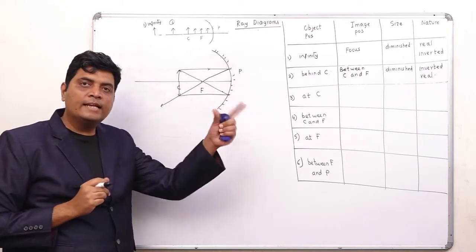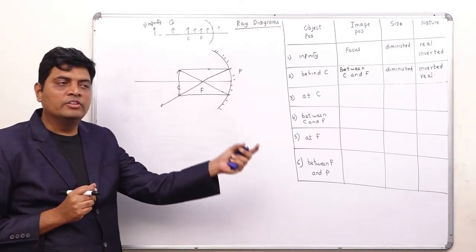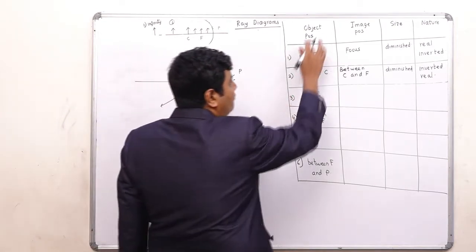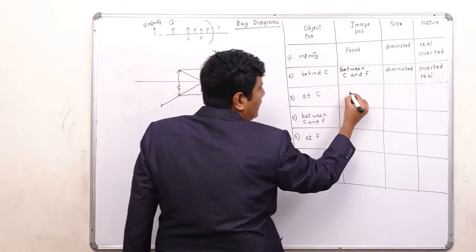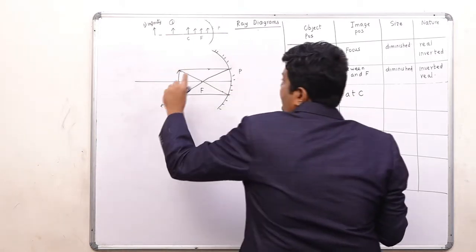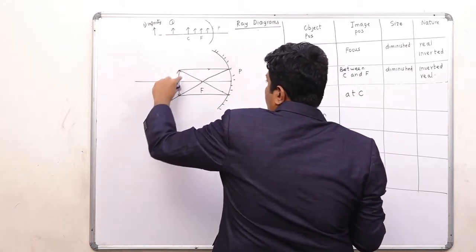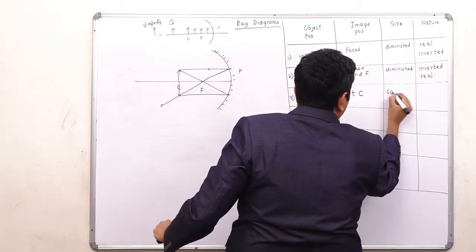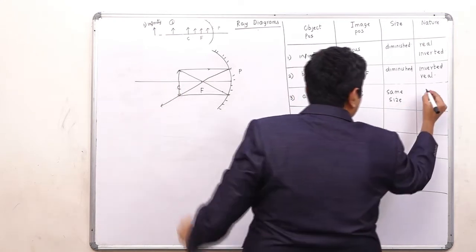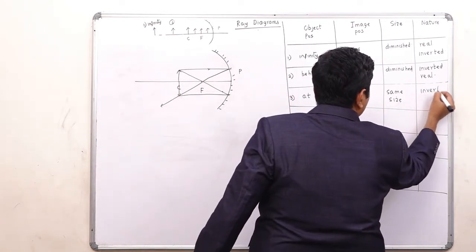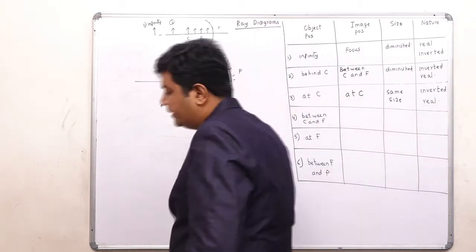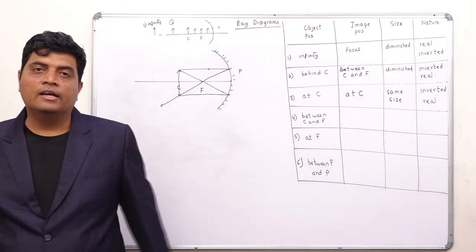So if the object is at the center of curvature, the image will also be formed at the center of curvature only. So if the object position is at C, the image position will always be at C. It will be of the same size. Whatever is the size of the object, the image will be the same size. It is inverted, so it is real.